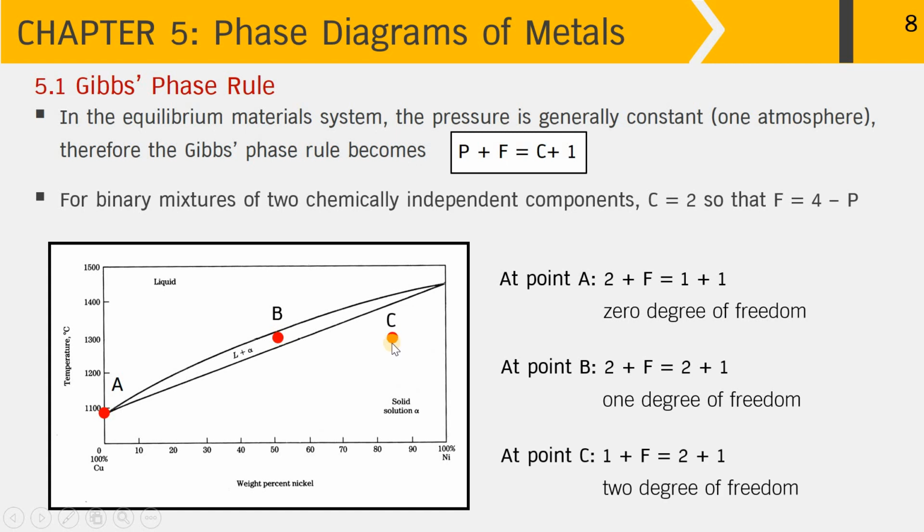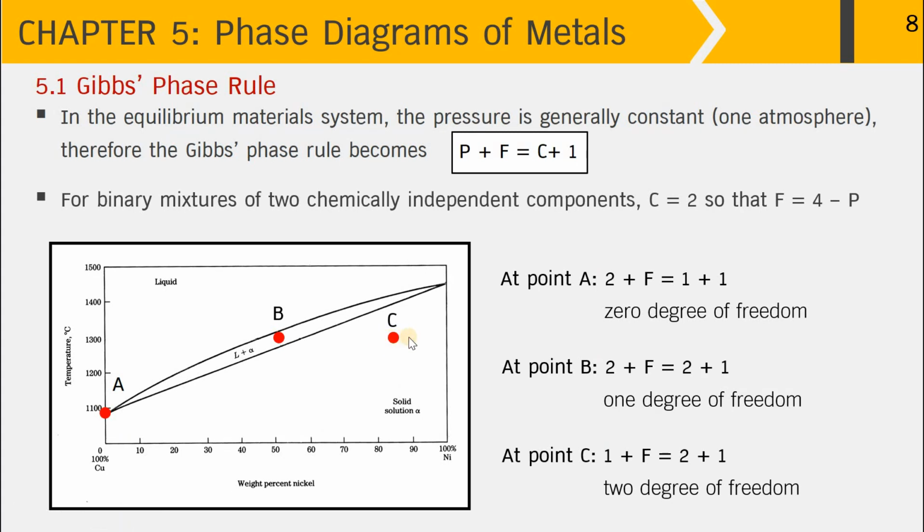And the last example is at point C. That might be either in the area of solid solution or in the liquid. At point C, we have just one phase, that is over here, and two components. So we come out with 2 degrees of freedom. Over here, we can change both composition and temperature to stay in one phase.